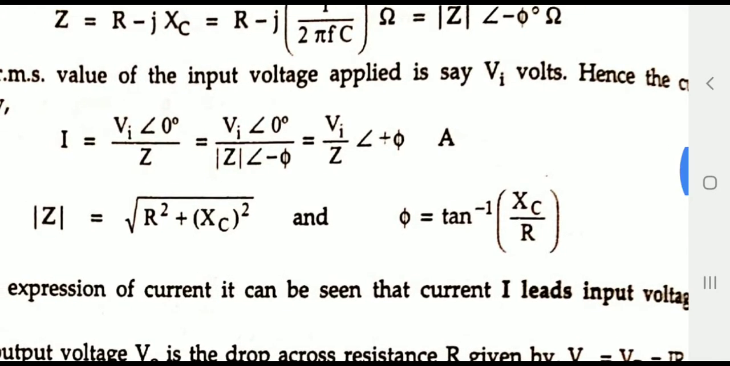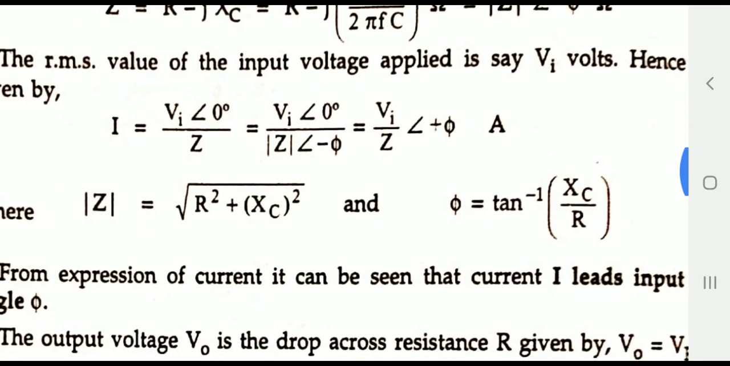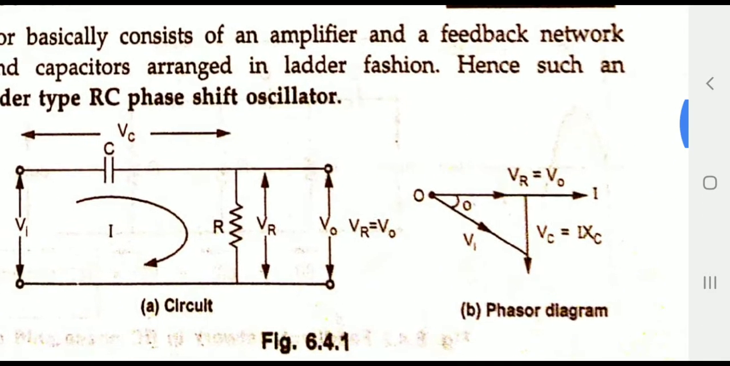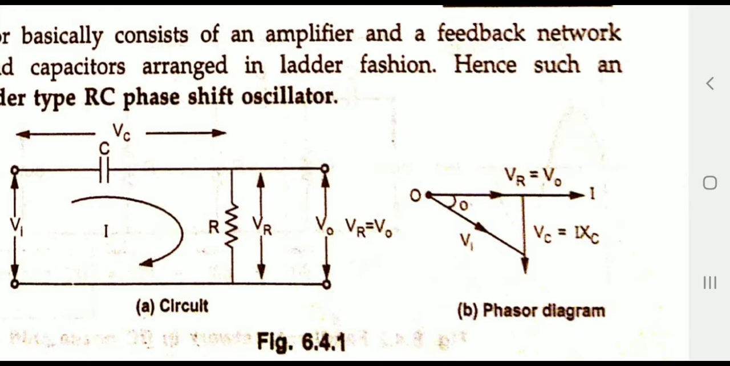So the total current I is nothing but Vi by Z at an angle of plus phi, because it is shifted from the denominator to the numerator. The total magnitude of Z can also be written as square root of R square plus Xc square. And now the important point is the phase angle or the phase shift phi. This phi is taken from the phasor diagram. Now in the phasor diagram, if I write tan phi, tan phi is nothing but opposite by adjacent.